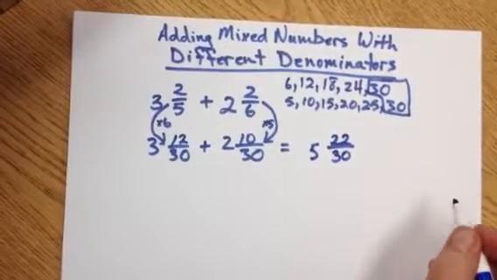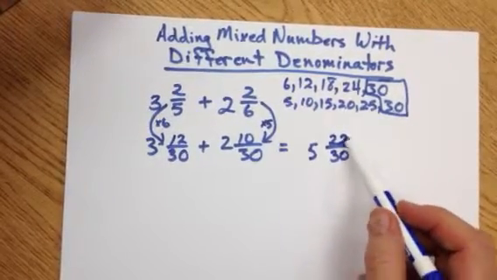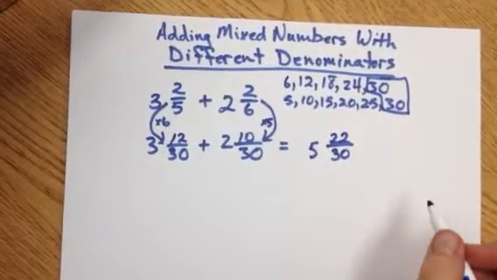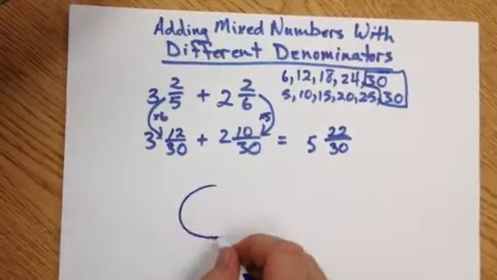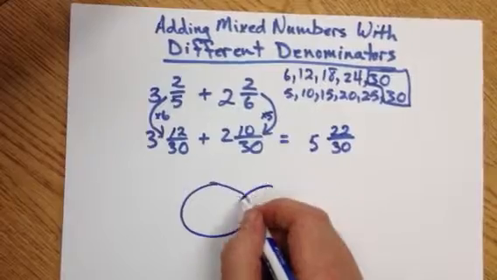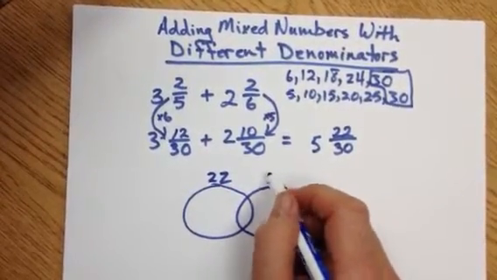Okay, now we need to decide if we're in lowest terms or not. I can see that both numbers are even, so I know that 2 will divide into them, but we're just going to list the factors of both 22 and 30 to see if we can find the greatest common factor.